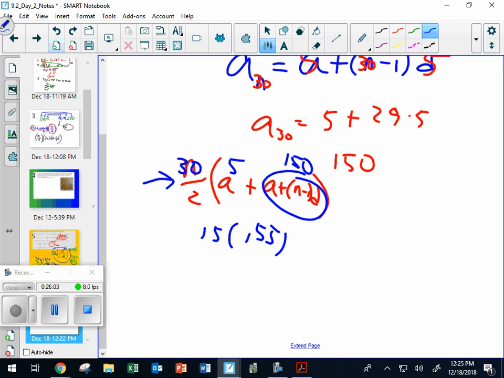Anybody verify that? All right, 2325. Now let's back up and talk about what that is. That's how much you would save if you saved $5 in the first week, $10 in the second week, and you never touched it, and you did that all the way through the end of the school year. That's a decent amount of money.